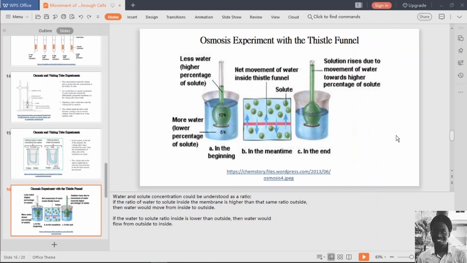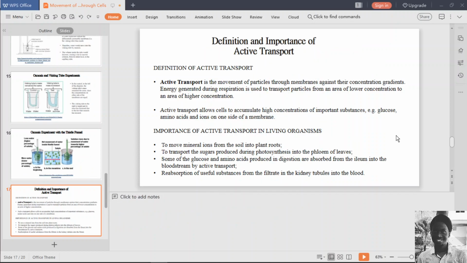So you have to give osmosis a lot of time, okay? Because it's very intricate detail. You have to read and pay attention and focus on the content, listen to the video over and over again to grasp the concept. So let us move on to active transport and its importance in living organisms.